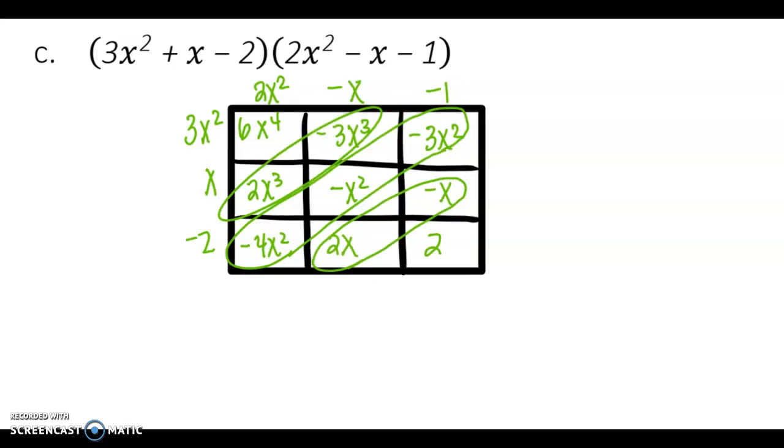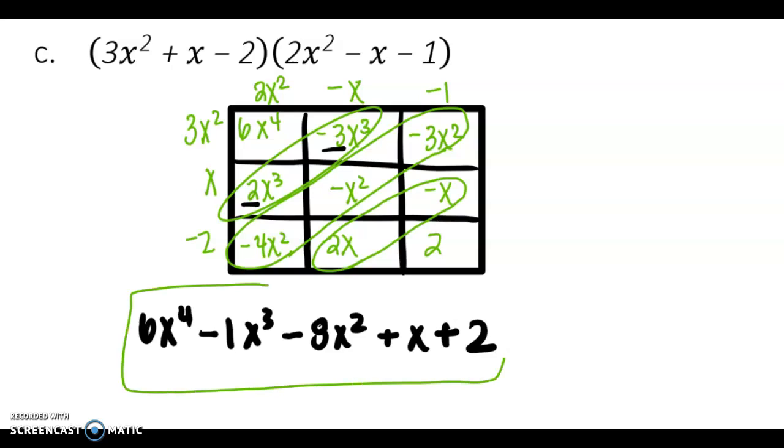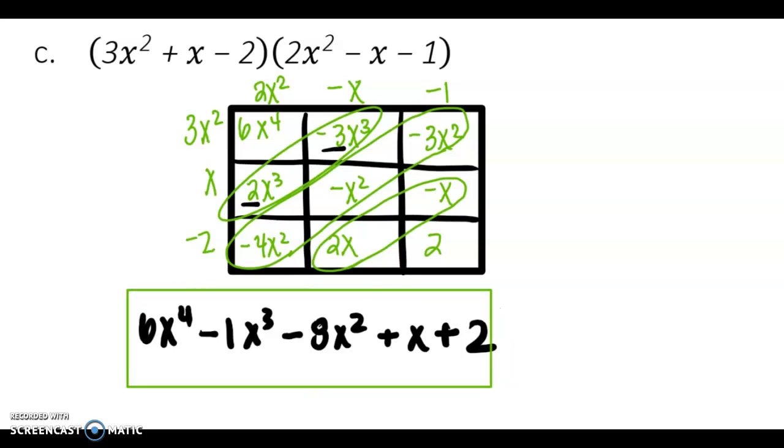All right, so we're going to go ahead and write this out. Okay, so the first one is going to be 6x to the fourth, and then the next one, if we combine 2 and minus 3, that gives you minus 1x to the third. And then the next one would give you negative 5, 6, 7, 8, so negative 8x squared. And then the last one would be a plus x, and then plus 2 at the very end. So this would be our answer. All right, so that's what you multiply a trinomial times a trinomial.